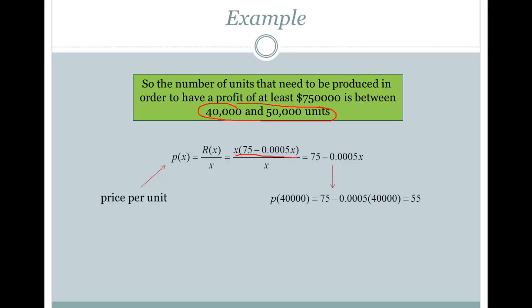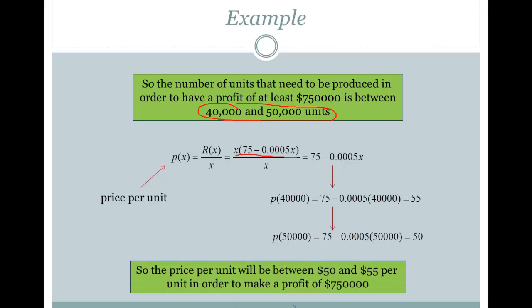So I can plug in 40,000. I get 55 as my unit price. I can plug in 50,000. I get a unit price of 50. So what that's telling me is that in order to make a profit of $750,000, the price per unit will be between $50 and $55. Okay? Hopefully that makes sense.